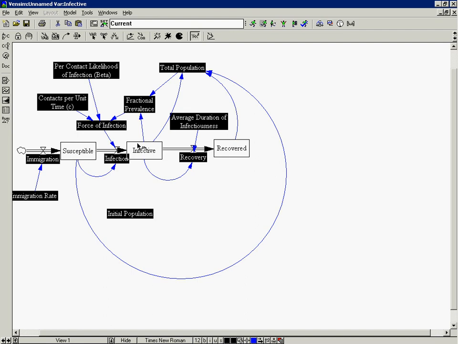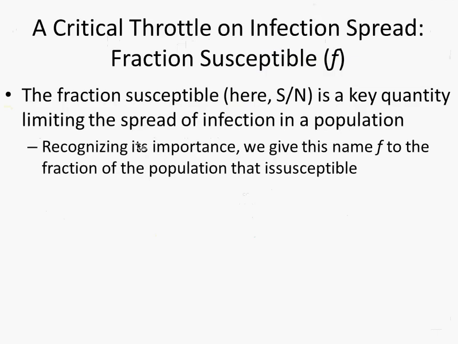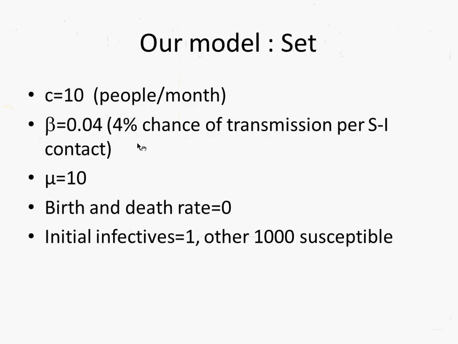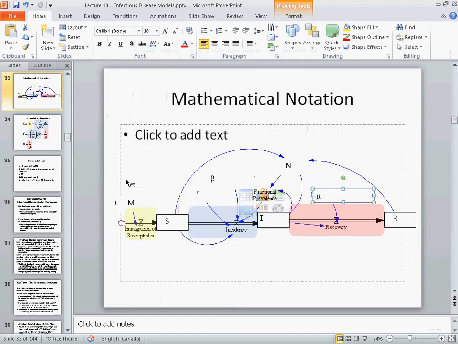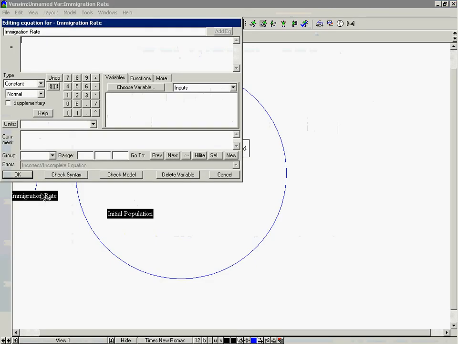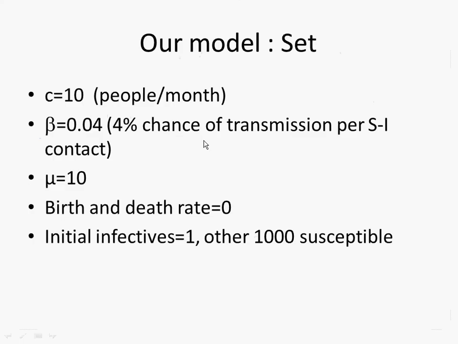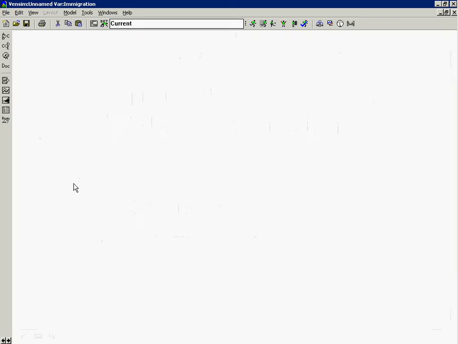Okay, immigration. Good. So I actually have some slides where I ask for a certain value. Okay, so immigration, I'd like it to be zero. Immigration rate zero. For now, we're going to be dealing with a closed model. Average duration of infectiousness, I would like to be 10 days, okay?